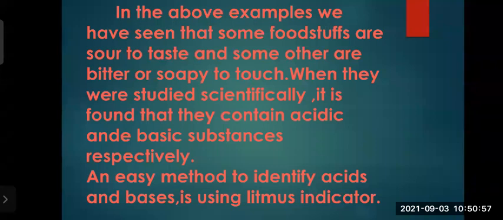When they were studied scientifically, it was found that some of the substances were acidic and some were basic, respectively. An easy method to identify acids and bases is using a litmus indicator. Now how will we come to know whether a particular substance is an acid or a base? Suppose we are given two samples, lemon and baking soda or washing soda, and we are asked whether they are acidic or basic, and we have the litmus paper. How will we do that? Let us see.